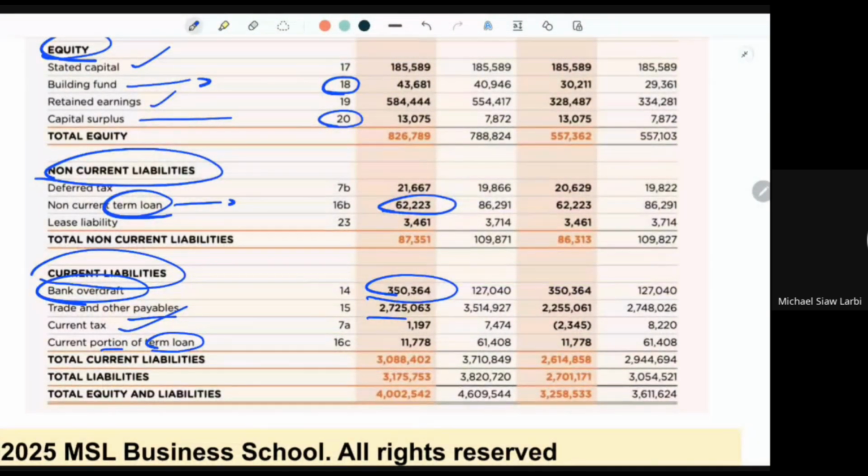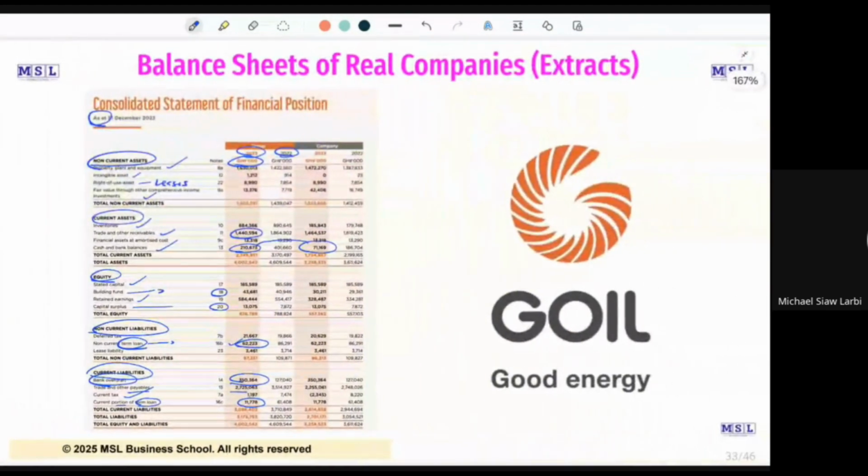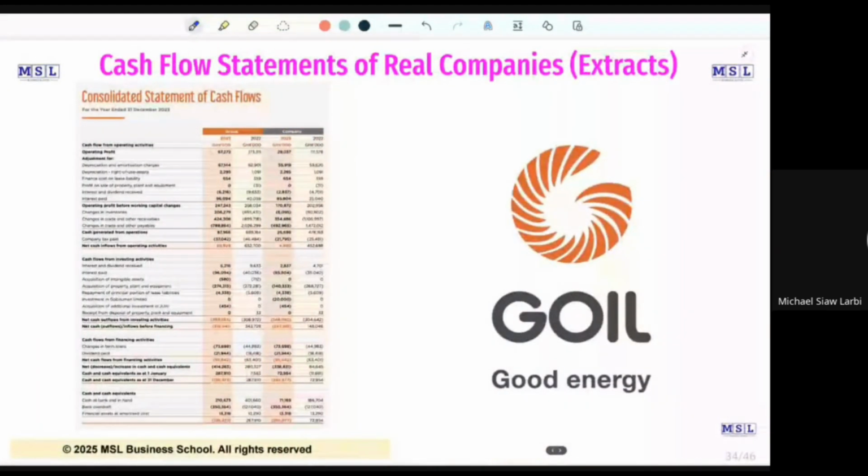So typically, some of these liabilities are broken down into current and non-current portion. So it means the long-term loan, they have 11.7 million due in the coming 12 months, with the remaining 62.2 due in a period after 12 months. So this is for GOIL. You can look at any company's financials. This is the cash flow of GOIL.